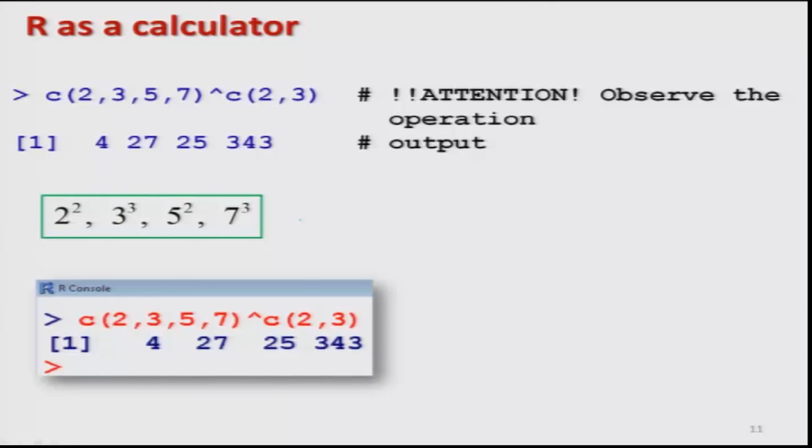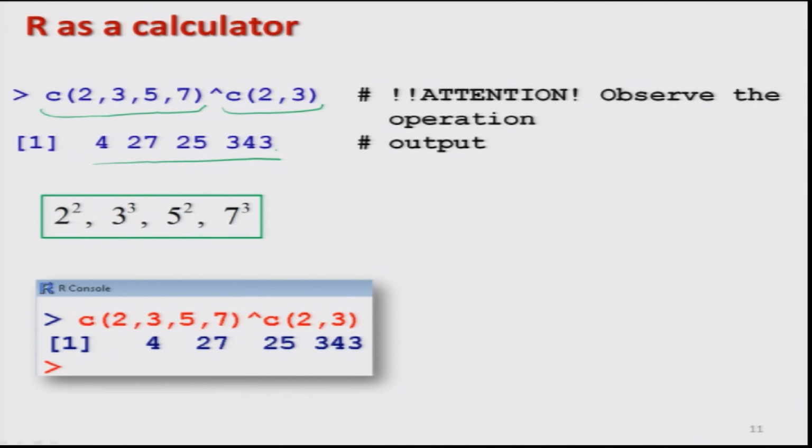Okay. Now, in the next slide, you see I am now taking an example where I have a vector which is combined with the values 2, 3, 5 and 7, and the exponent of this vector is another vector which is combined with 2 and 3. And if you try to get the outcome, it looks like this, right. So, now one has to observe what is really happening.